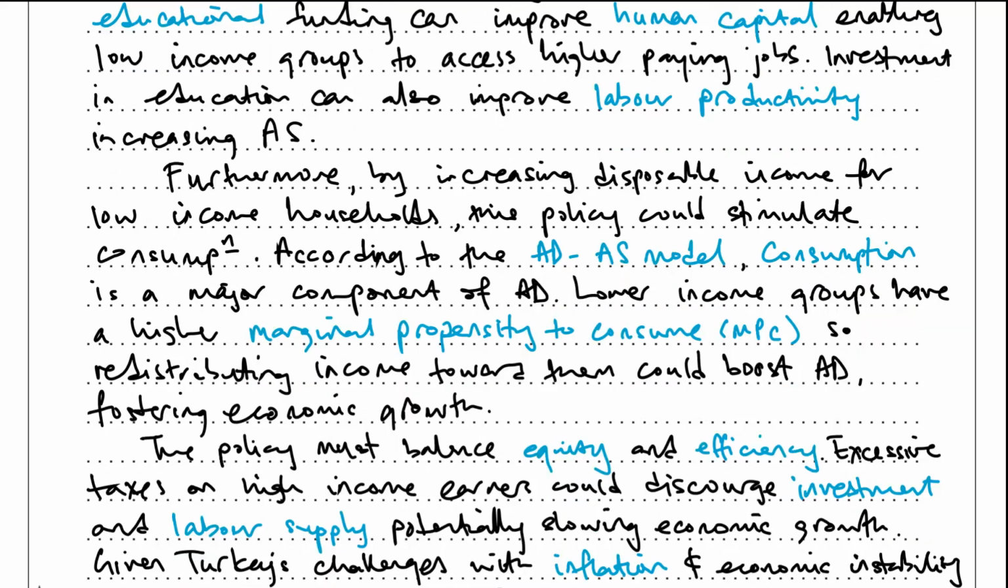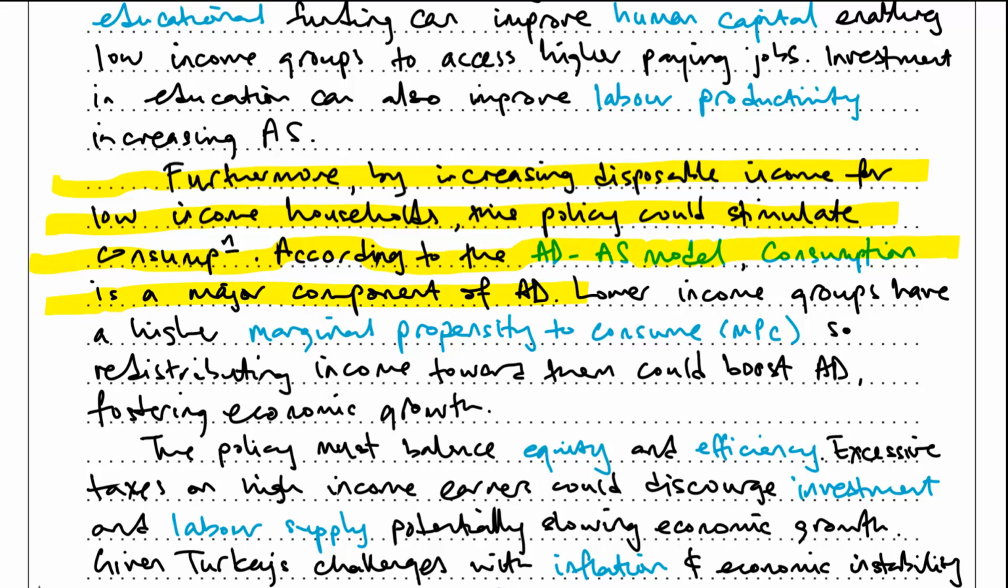So furthermore, by increasing disposable income for low-income households, this policy could stimulate consumption. According to the aggregate demand, aggregate supply model, consumption is a major component of aggregate demand. Lower income groups have a higher marginal propensity to consume, so redistributing income towards them could boost aggregate demand, thereby fostering economic growth. Right, so again, this is where we're going to bring in the aggregate demand, aggregate supply stuff.